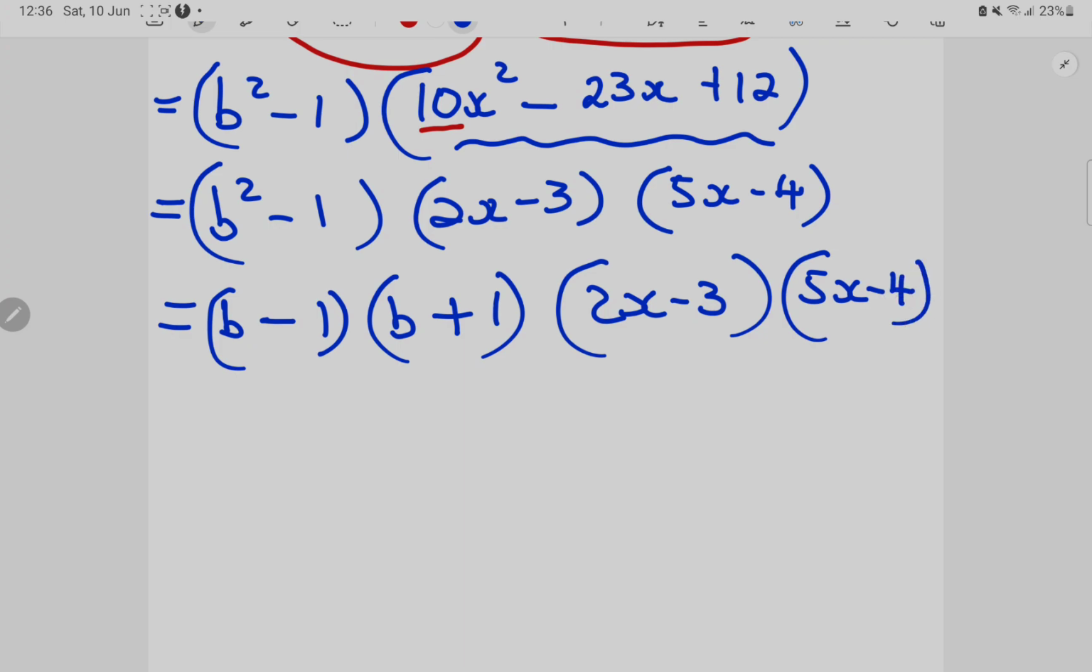Then your last thing is to check that in these brackets there is no common factor. First bracket, no common factor; second, no common factor; third bracket, no common factor; fourth bracket, no common factor. So this is the final answer.